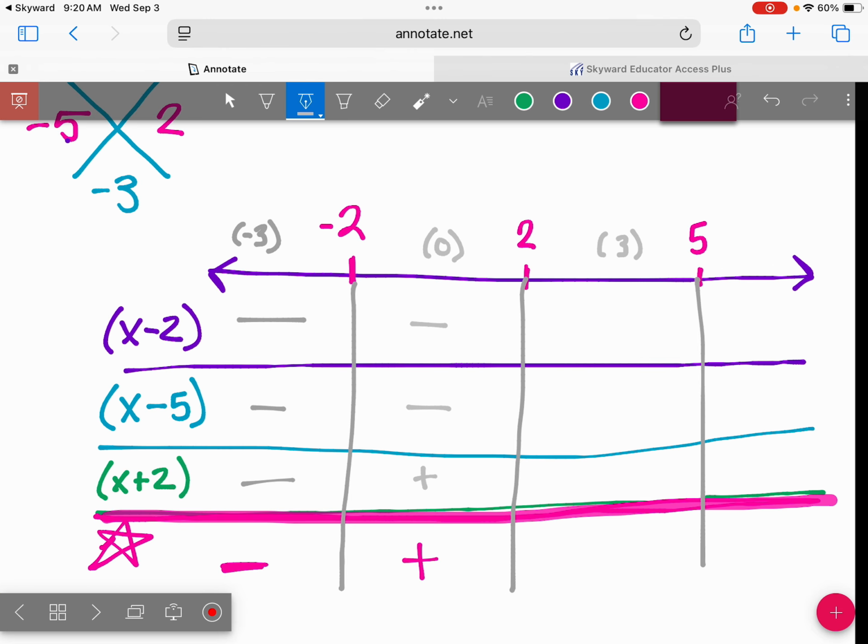So if I take my 3 into x minus 2, so we do 3 minus 2, is that positive or negative? Positive. This one switched. If I have 3 minus 5, is this positive or negative? Negative. If I have 3 plus 2, is it positive or negative? Positive. So we have a positive times a negative times a positive. Negative.